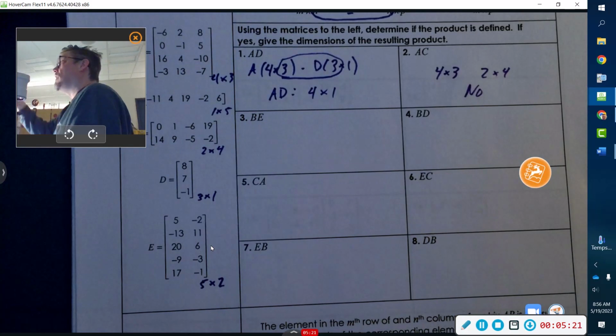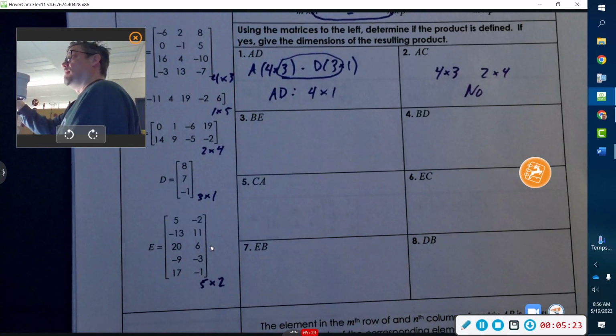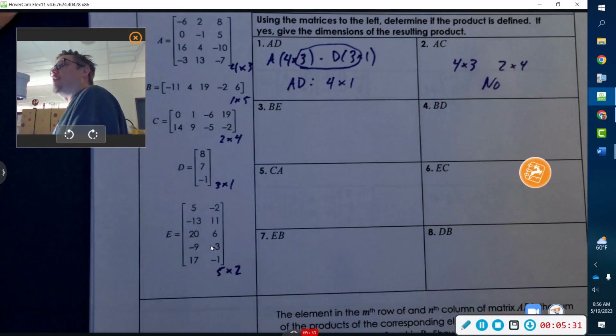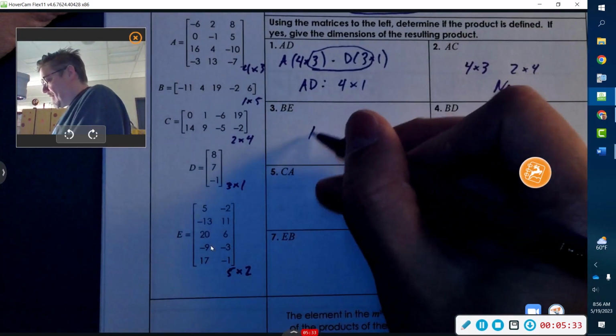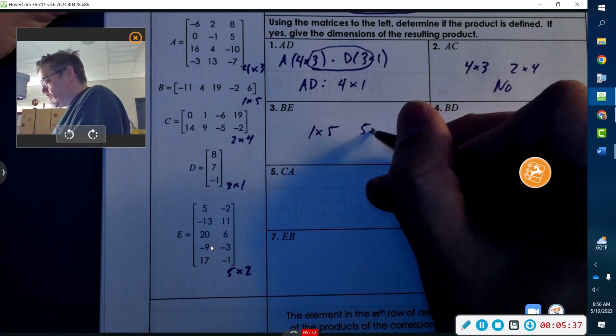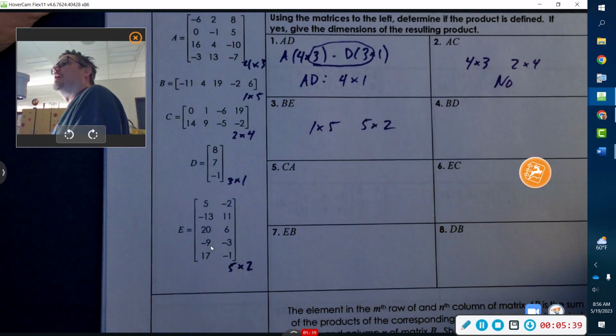Now that's weird, isn't it? I got this group of numbers, this group of numbers. Why can't I multiply them? I can't do it if they're set up in the matrix. It's just the way that these work. We have a 1 by 5 for B, and E is a 5 by 2. What is our product? A 1 by 2.